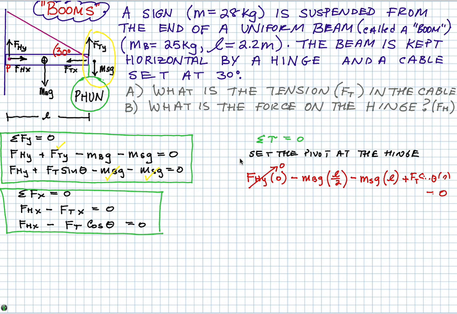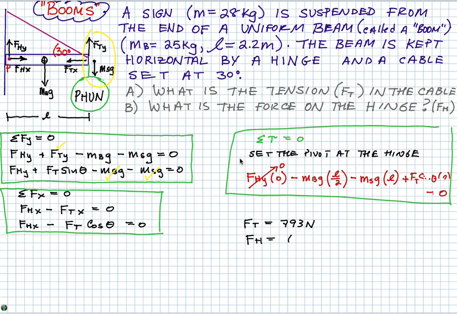So that would be my statement for the torques, and I have three unknowns and three equations. I can combine them, and I will leave that up to you to combine them. And in the end, we have Ft is equal to 793 newtons, and Fh is equal to 698 newtons. And that's it.